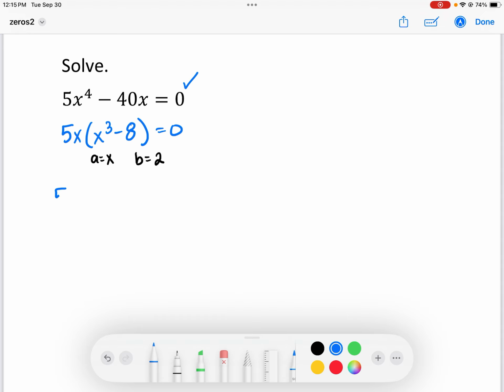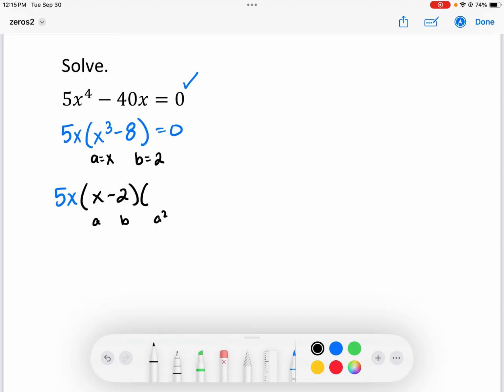So I'm going to bring down my greatest common factor again. And then we'll go ahead and factor the perfect cube. Remember, it starts with a minus b in this case because our original sign is a minus sign. So you stick with the original.